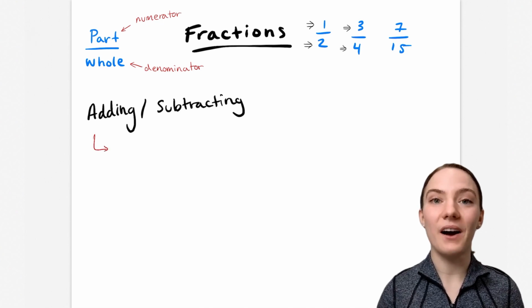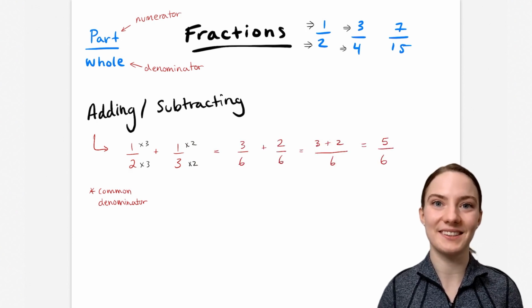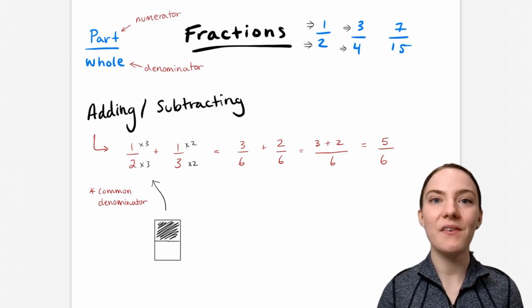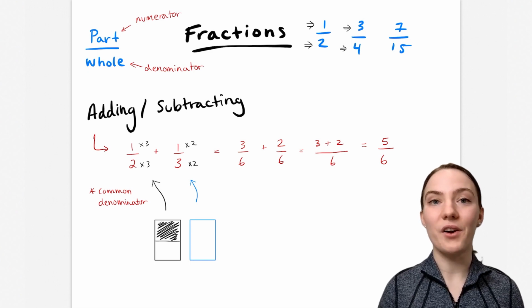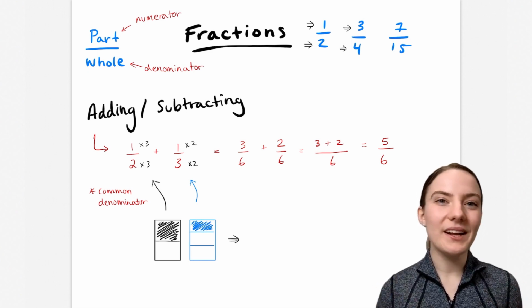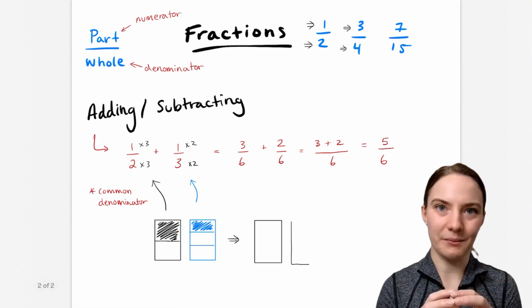Let's move on to our final topic, which is adding and subtracting fractions. So in this example, we have 1/2 plus 1/3. We know we need a common denominator, and that would get us a final answer of 5/6. Let's visualize this. We know 1/2 represents half of a whole, and we know 1/3 represents a third of a whole. But now looking at these rectangles, it is not clear how we can just add them together.